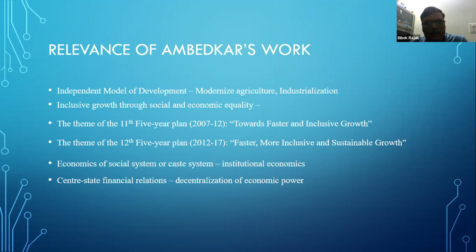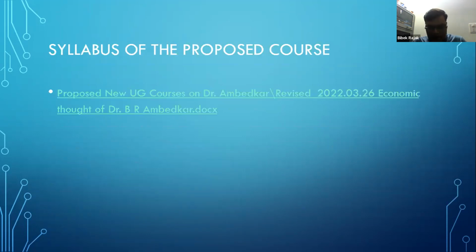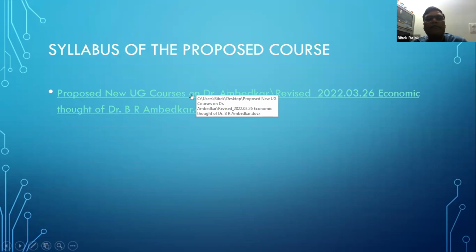Then the economics of the caste system, which we really need to understand. Today, in the national education policy, we are talking about multidisciplinary research. What Dr. Ambedkar did throughout his life was multidisciplinary research. He was a trained economist, but he incorporated other political and social elements into his research to come to the solution for the economic problems in this country. Then center-state financial relations, as I said, I don't want to repeat it. We are moving towards more and more centralization of economic power since GST was implemented.